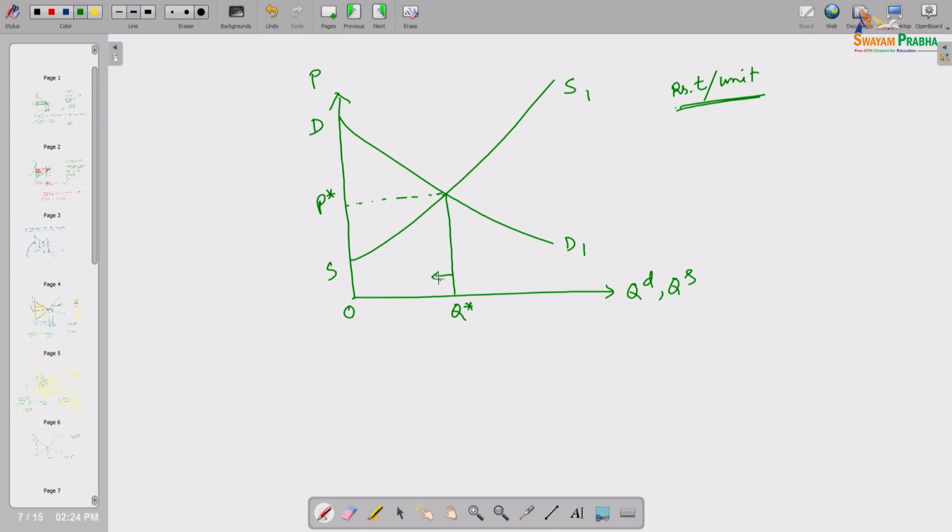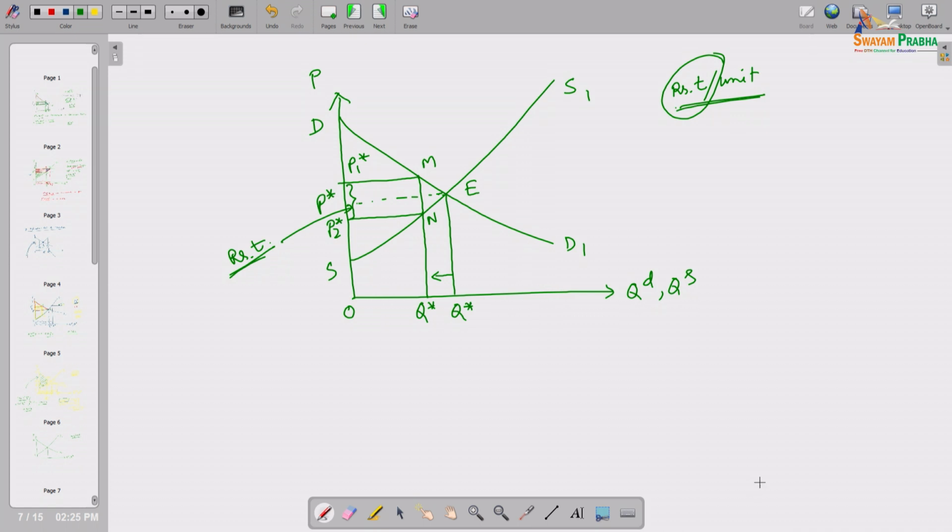The quantity transacted will fall to the extent where the vertical distance between the old demand curve and the old supply curve is exactly this amount, rupees T. Up to that extent, Q1 star, the quantity transacted will be reduced. Now look at what is happening. This was the initial equilibrium before the imposition of the tax. Say this is P1 star, this is P2 star, and M and N are the points on the curves.